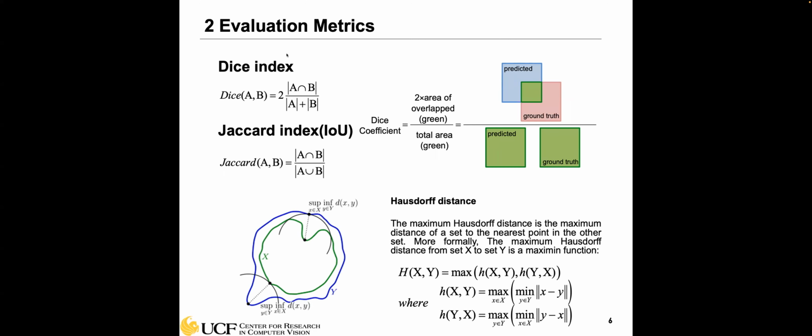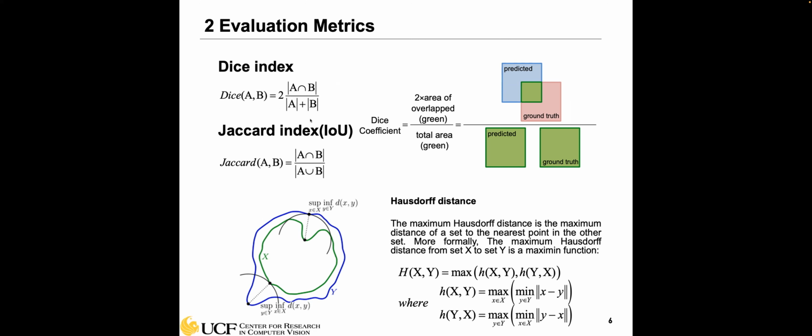There are several standard evaluation metrics for segmentation. The first one is called the DICE index or DICE score, which you will see in a lot of papers measuring segmentation performance. You reviewed the UNet. The DICE score is one common metric to measure segmentation performance.